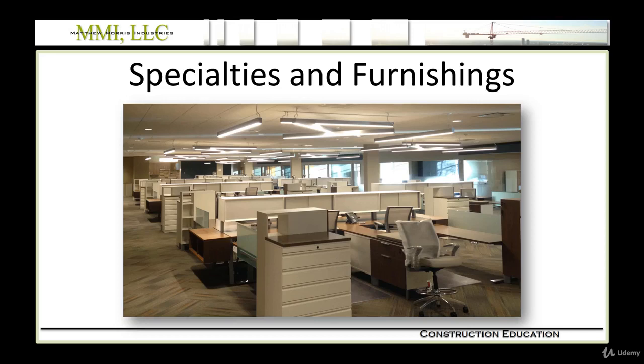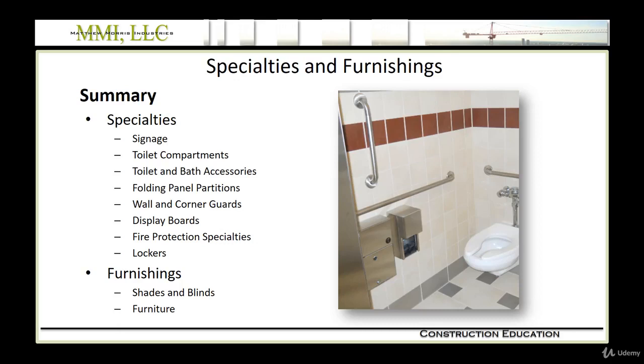Okay, let's get started. In this class, we'll go through all the different typical specialties, starting with signage, then working into the bathroom, all the bathroom accessories, folding panel partitions, also known as operable walls, wall and corner guards, display boards like dry erase boards or chalkboards, fire protection specialties, essentially fire extinguishers, and then we'll wrap it up with lockers. Then we'll move into furnishings, essentially shades and blinds, and office furniture. Alright, let's begin with signage.